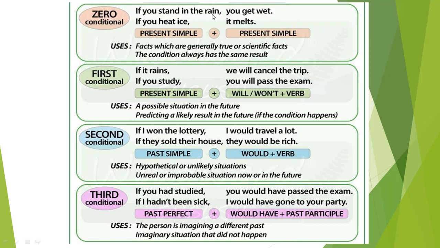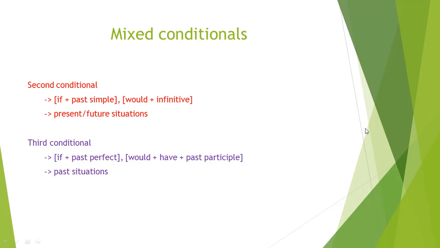And we have some examples and the uses: facts which are generally true or scientific facts. The condition always has the same result. A possible situation in the future, a hypothetical or unlikely situation, and the same person imagining a different past. But we also have mixed conditionals.